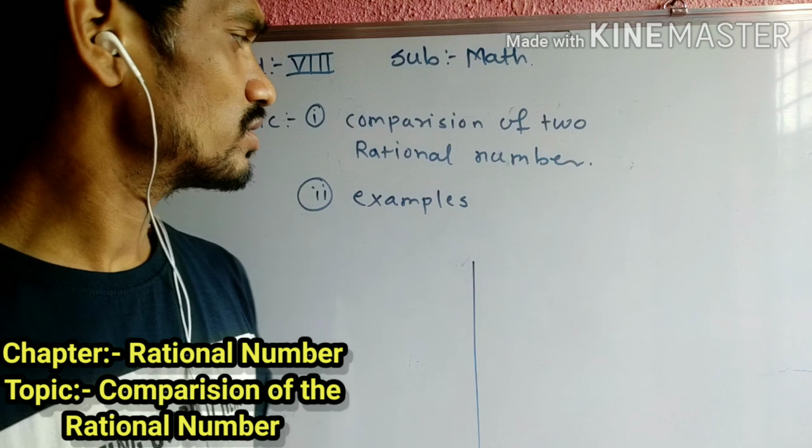Which one is bigger, students, 18 or 10? Give me the answer in the comment box. We can easily say 18 is bigger than 10. So we carry this symbol over here, and we get 3 by 2 bigger than 5 by 6.